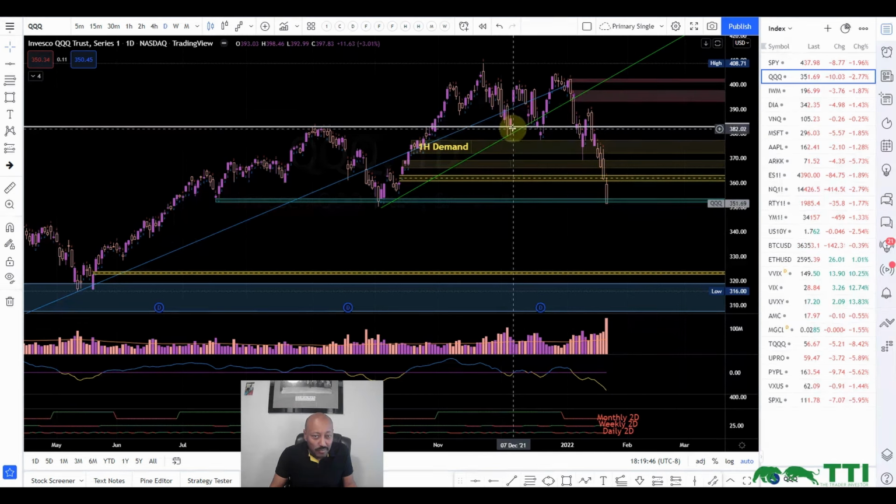It acted as support a couple of times, support, support, and then it broke through. Twice it did not close below it. One time it closed below it, but it immediately reversed. This is an area for manipulation where short traders would be trapped.